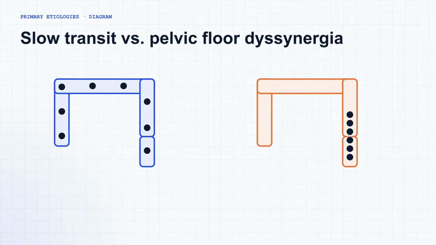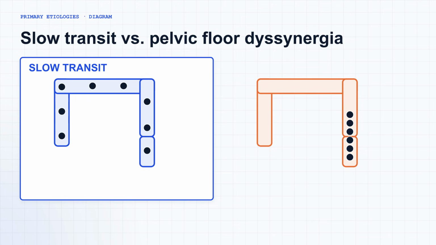Primary constipation splits into 2 mechanisms, and they are treated very differently. Follow the left path. Slow transit constipation. The colon itself moves stool too slowly. Look at the transit study on screen. Markers remain scattered throughout the colon at the end of the study.